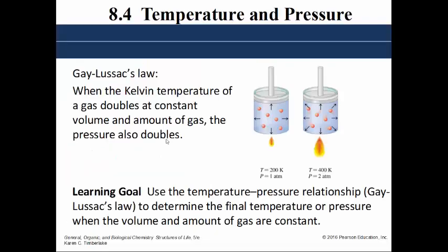Alright, now we'll talk about the relationship of temperature and pressure. It's also known as Gay-Lussac's law. If the Kelvin temperature of a gas doubles at a constant volume, the pressure will also double. So they are directly related. Here's a graphic that's given here. The temperature is 200 Kelvin, and the pressure is 1 atmosphere. If that temperature were to double up to 400 Kelvin, the pressure will also double. So there is a direct relationship between those two variables.